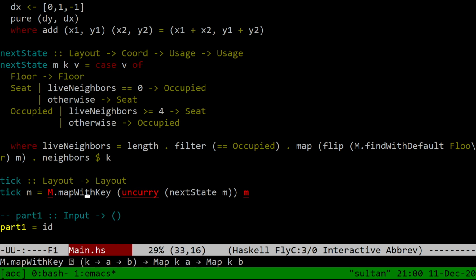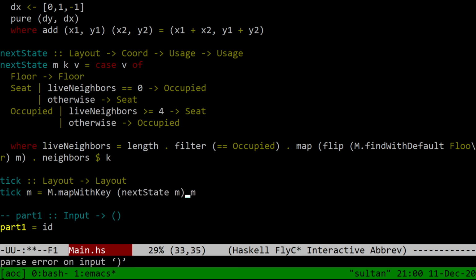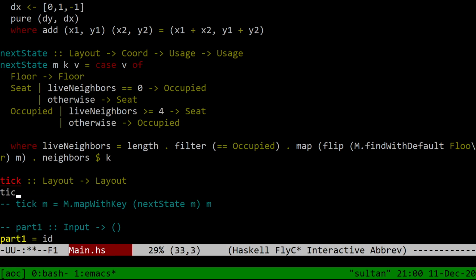Wait, you're not supposed to curry it? Yeah, of course you're not supposed to uncurry it. What am I thinking? There you go. So this should update the whole thing for me, right? I almost can't resist the urge to be fancy here. I'm not gonna actually leave it committed, but we can write this point free as mmap with key next state.